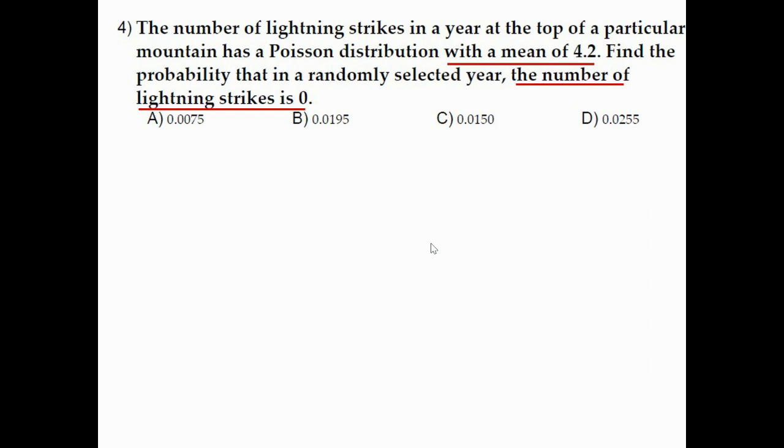All right, let us see. Number 4, a lightning strike. My cell phone is ringing. I'm going to let it ring. Number of lightning strikes in a year at the top of a particular mountain has a Poisson distribution with a mean of 4.2. I wish this phone would stop ringing. There it is.